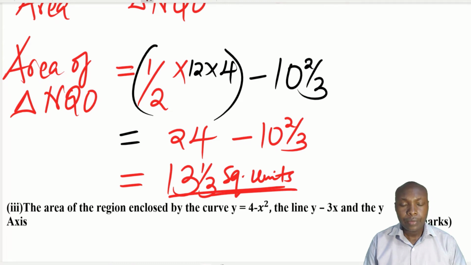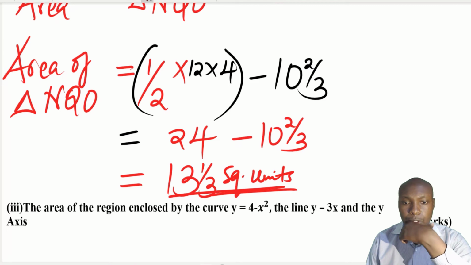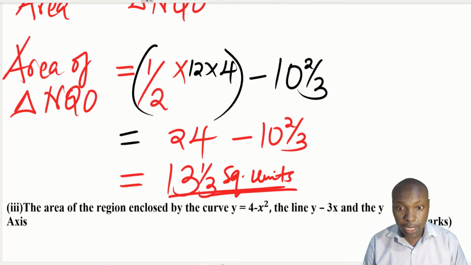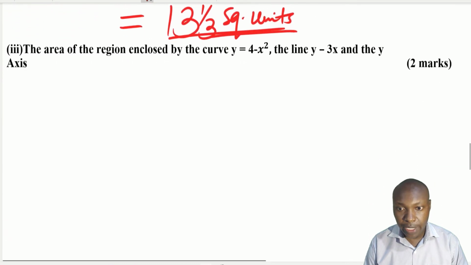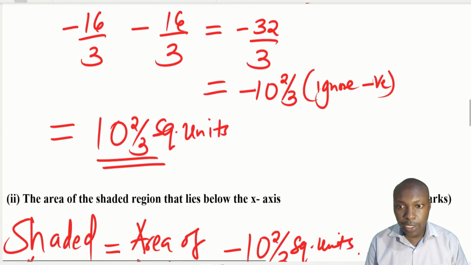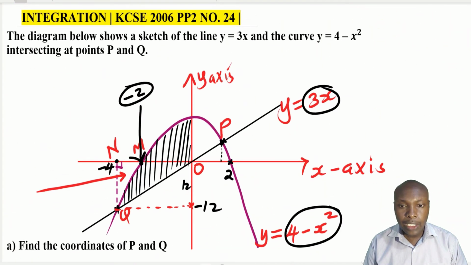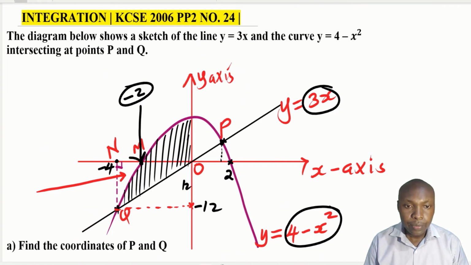Now, upon getting that, there's something else that we need to do. That is for the last part of the question. The area of the region enclosed by the curve y equals 4 minus x squared, the line y equals 3x, and the y-axis. Correction there, it should not be y equals negative 3x. Basically, that represents the whole shaded region that you can see there. So we need to calculate the whole shaded region.